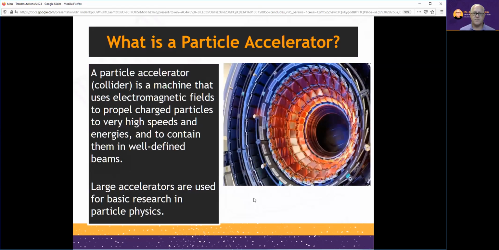Let's take a look. A particle accelerator, also known as a particle collider or a super collider, is a machine that uses electromagnetic fields to propel charged particles to very high speeds and energies and to contain them in very well-defined beams. These large accelerators are used for basic research in particle physics.